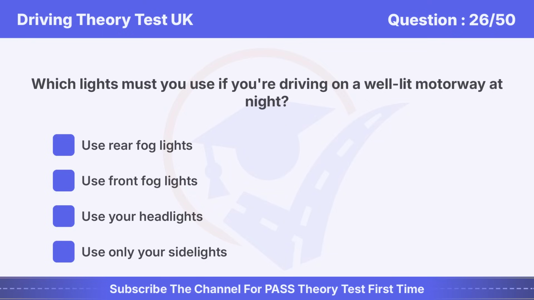Question 26. Which lights must you use if you're driving on a well-lit motorway at night? Option A. Use rear fog lights. B. Use front fog lights. C. Use your headlights. D. Use only your side lights.